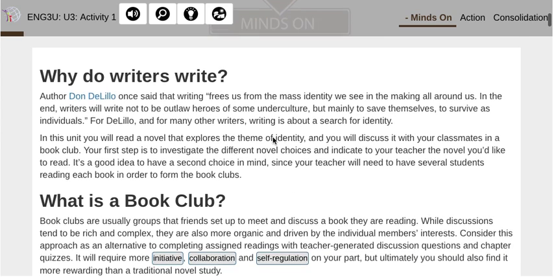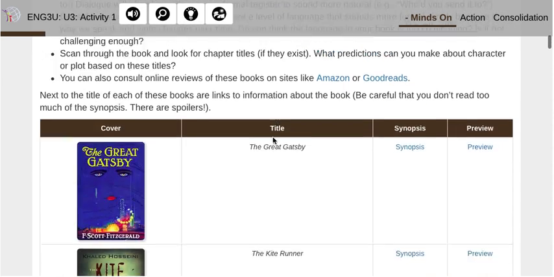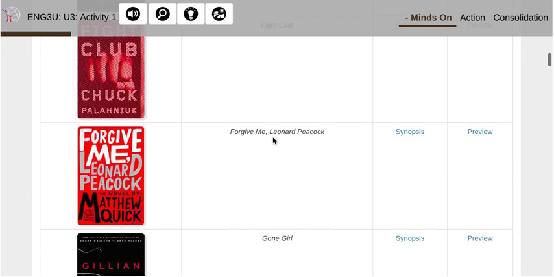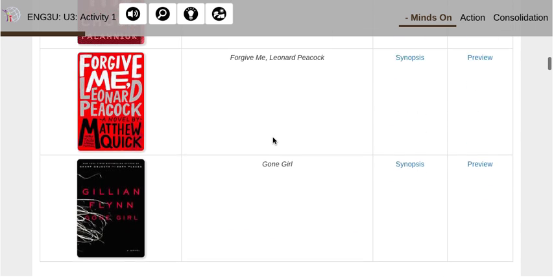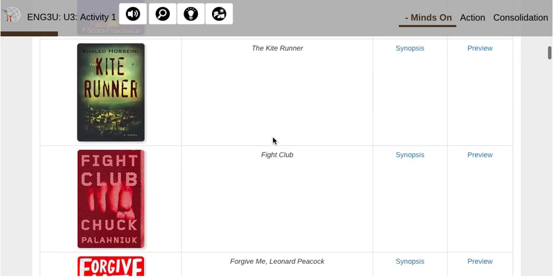Okay? It talks a little bit about why writers write, what is a book club, book choices, how to preview a text. You've all made your book choices. If you didn't, I assigned one to you. So we're kind of past that. Keep in mind that I have read all of these books before and I've taught all of these books before, some of them multiple times.